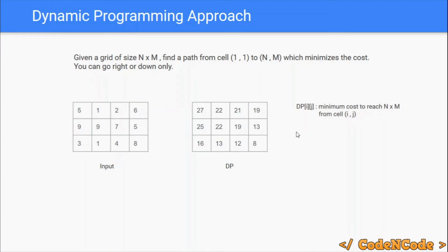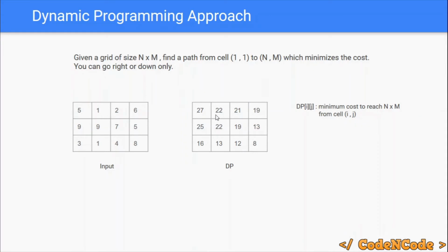Now if the question actually asks you to print the actual solution, you can print it really easily. So of course we'll start from cell 11, and then we'll move on to that cell which of course gives the minimum cost. So we see from 11 there are two paths, either you go right or you go down. Down gives you 25 cost, while going right gives you only 22 cost. So of course you would choose this.